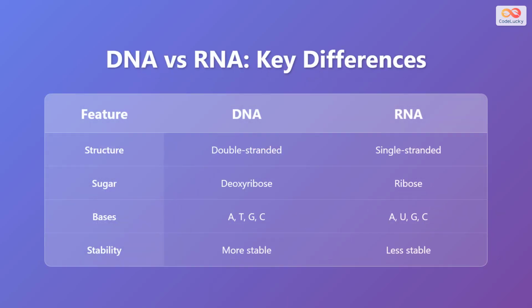Let's compare DNA and RNA to understand their key differences. DNA is double-stranded, while RNA is single-stranded. DNA contains deoxyribose sugar, whereas RNA contains ribose sugar. The bases in DNA are adenine, thymine, guanine, and cytosine, while RNA uses adenine, uracil, guanine, and cytosine. Finally, DNA is more chemically stable and can last for long periods, while RNA is less stable and typically exists temporarily in the cell.